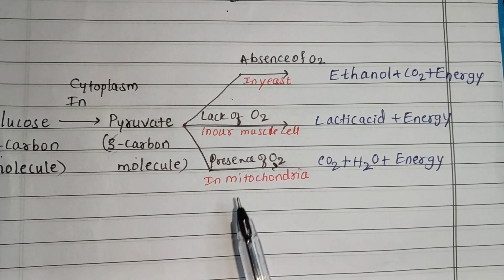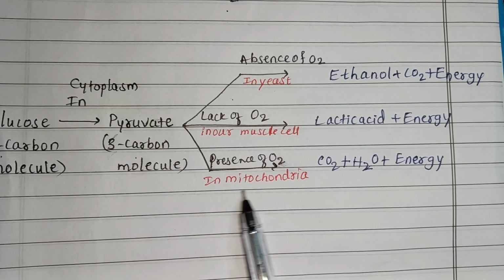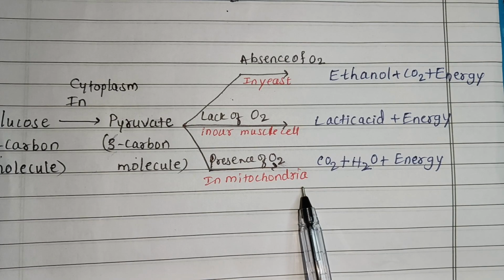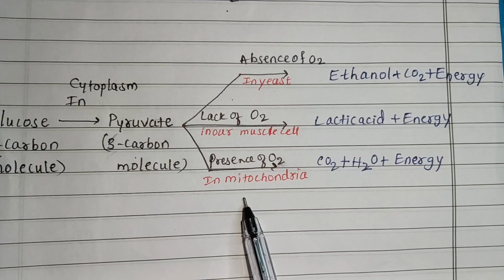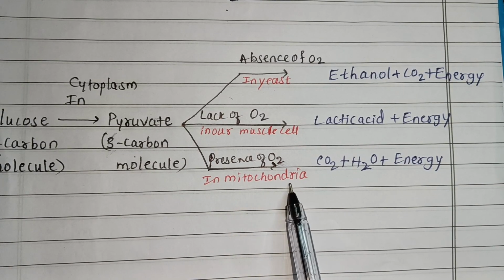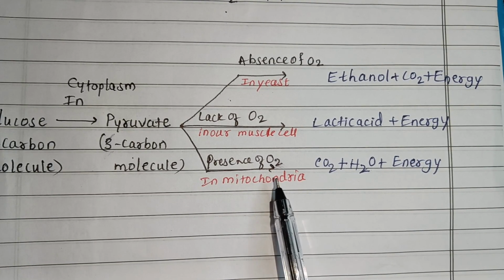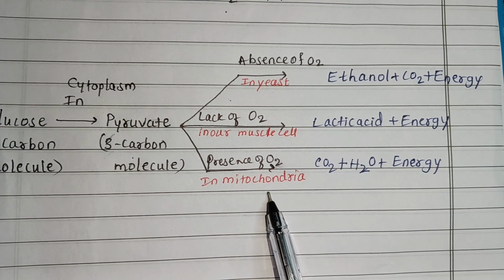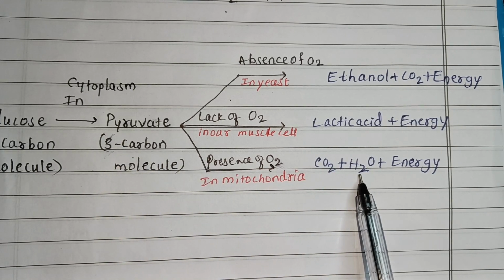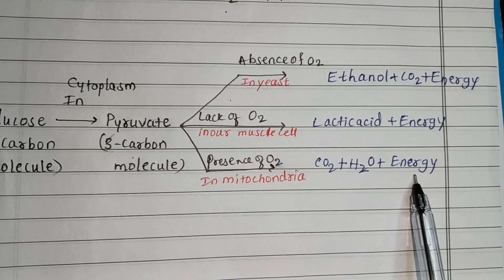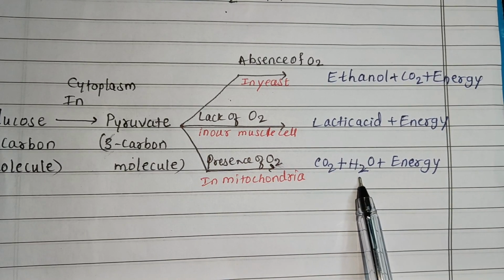Second is aerobic respiration, which happens in our normal regular cells, in the mitochondria. Where is the mitochondria present? Inside our cell. It is called the factory of energy in our body. In the presence of oxygen, you breathe in the oxygen, it goes into your blood, and the blood reaches the mitochondria. The mitochondria break down this pyruvate into carbon dioxide and water, and energy is released. The main important product here is energy, along with carbon dioxide and water.